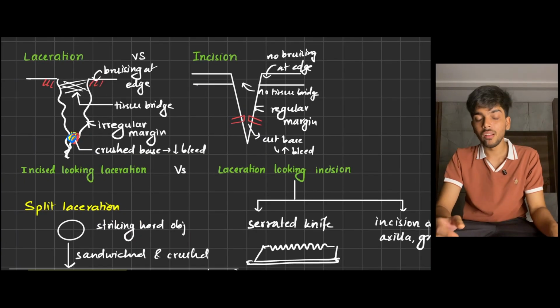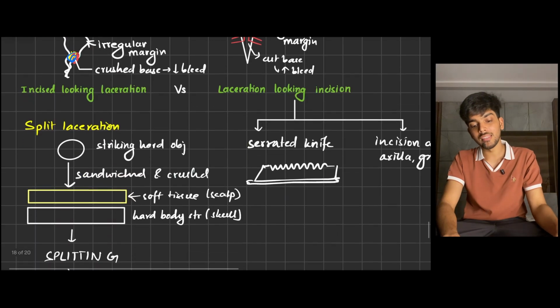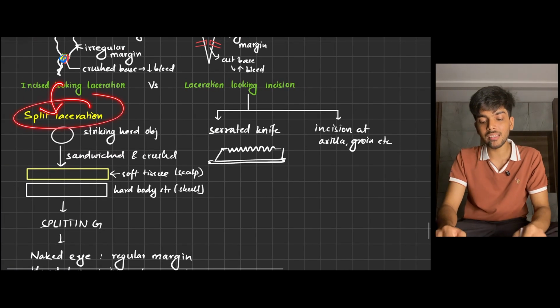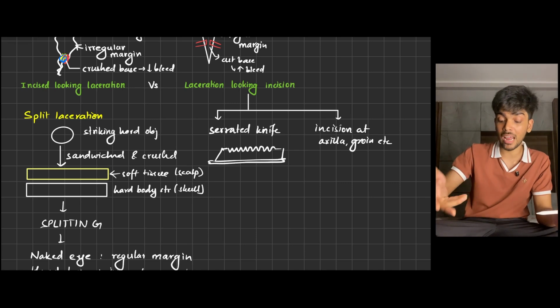Laceration versus incision: look at the margin, look at the edge, look at tissue bridges, look at the base. Incised looking laceration is nothing but split laceration, and laceration looking incision is nothing but incision due to a serrated knife or incision at the axilla or groin.